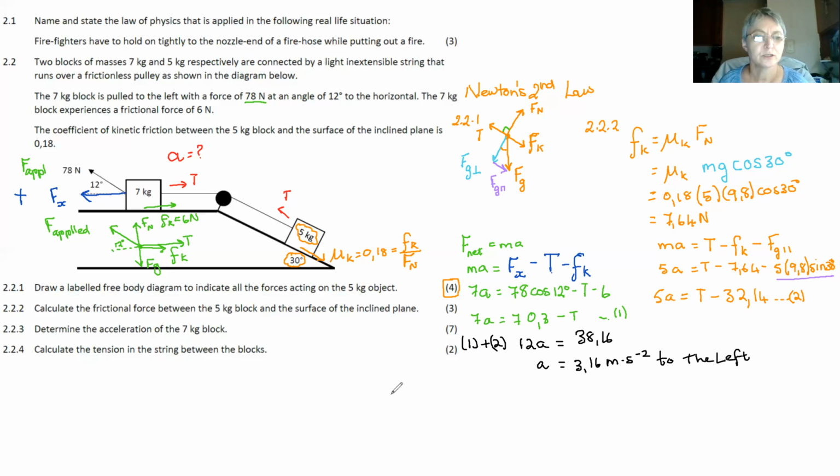Next question is 2.2.4. It says calculate the tension in the string. You can use equation 1 or equation 2 to solve this problem. I'm going to use equation 2. So it's 5 times the 3.16 is the tension minus 32.14. And if you do your mathematics there, the tension becomes 48.04 newtons. Right, let's move to the next question.